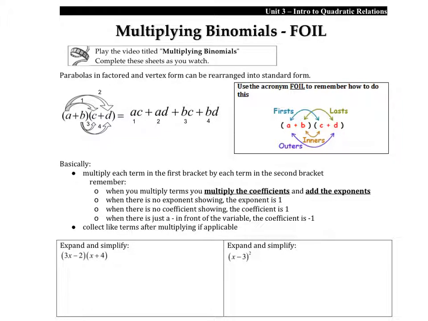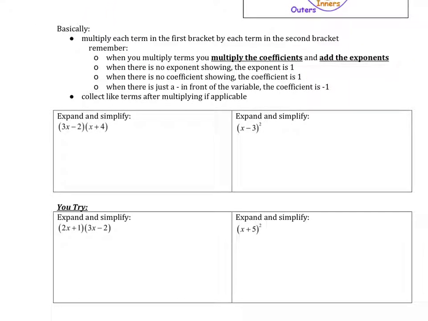So let's actually give that a try with the first example. First I'm going to distribute the 3x into the x plus 4. And when I do that, 3x times x is 3x squared, and then 3x times 4 is 12x. Now remember, when you're multiplying terms, you multiply the coefficients, and then for your variables, you're going to modify the exponent if needed. Okay, and now I'm going to distribute the negative 2 into my second bracket. Be careful with the negatives. So negative 2 times x is negative 2x, and negative 2 times 4 is negative 8.